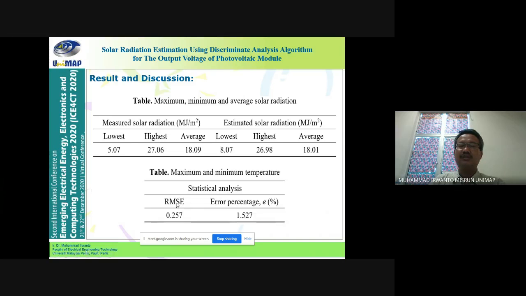Based on the measured and estimated solar radiation, the value of RMSE is 0.257. It is close to zero, and indicates that the performance of DAA is good to estimate solar radiation. Also the error percentage is 1.527%. It is in the range of plus or minus 10%, and it indicates that the DAA can be accepted to estimate solar radiation.